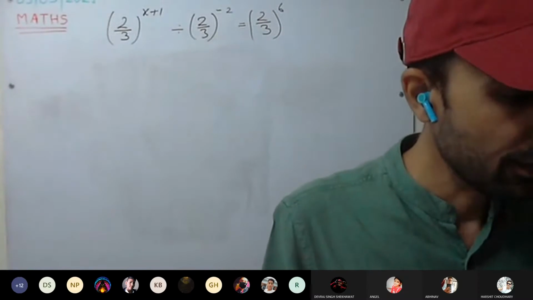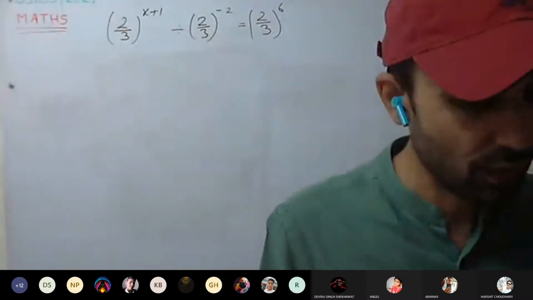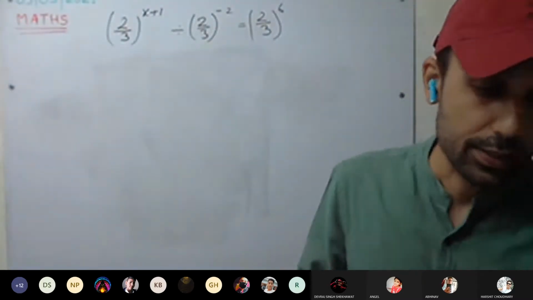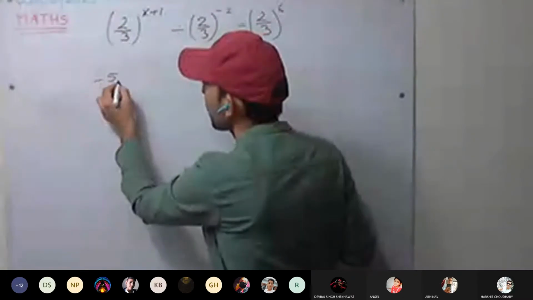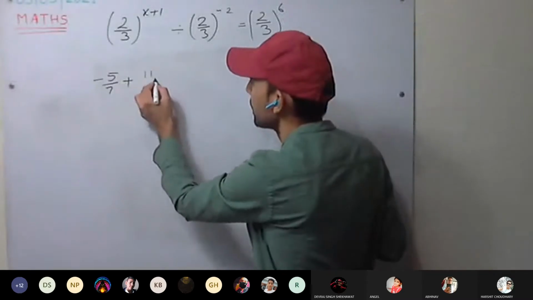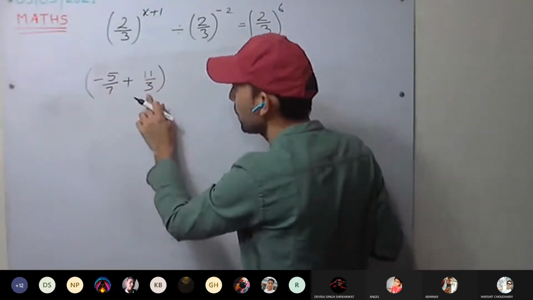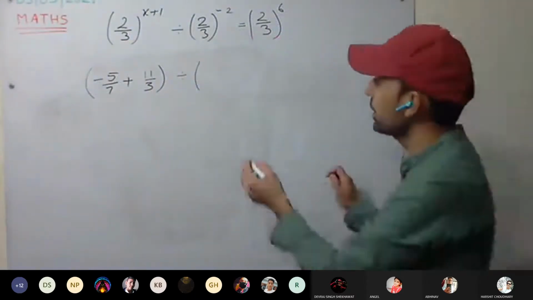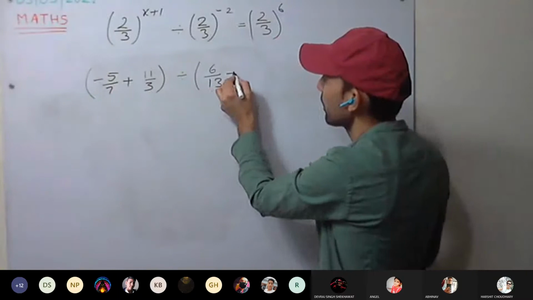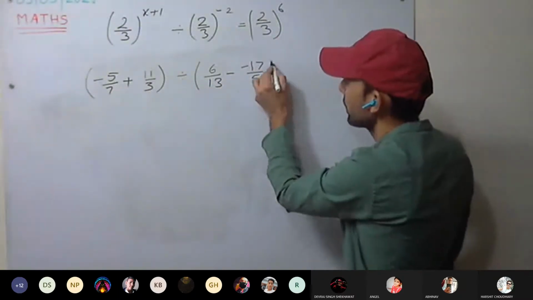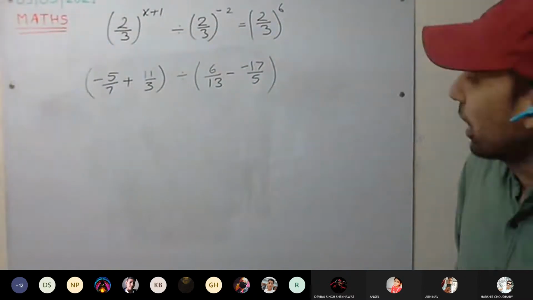First one, divide the sum of the rational numbers by the difference of this one. So how are you going to do it? First, you are going to add the sum of the rational numbers. The question is minus 5 by 7 plus 11 by 3. Their sum has to be divided by the difference of 6 by 13 minus 17 upon 5. Have you understood?